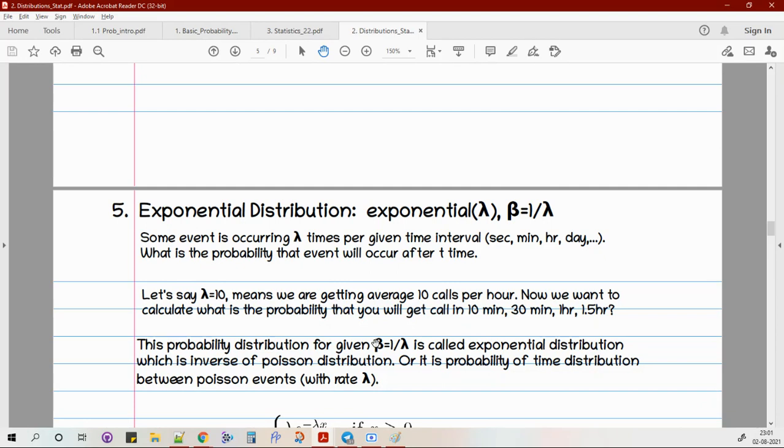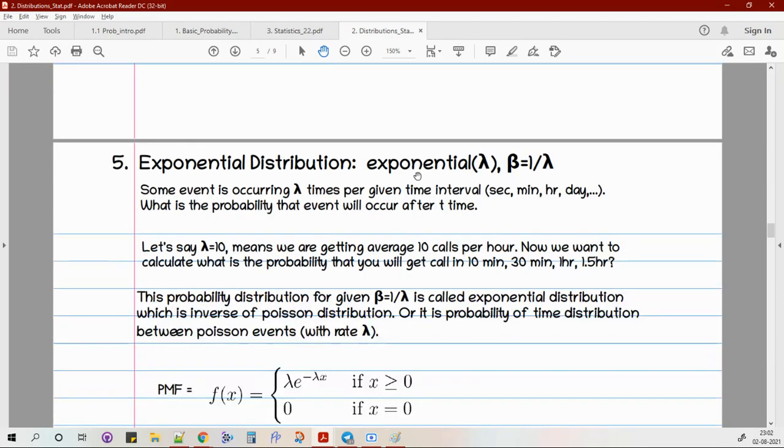I got one call, I got a second call, there would be some time, right? Let's say 5 minutes. Then I get a third call, 7 minutes, a fourth call, 8 minutes, a fifth call, 2 minutes. So the time is distributed between the calls, right? So what is the distribution of this time? It is defined using the exponential distribution, right? And the parameter for that is beta, 1 by lambda. So it is the exact opposite of it.